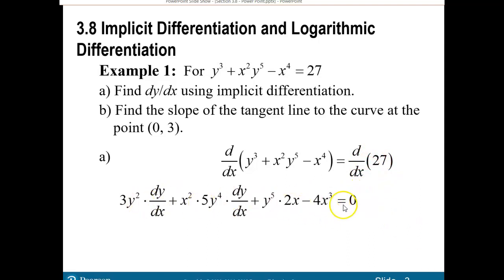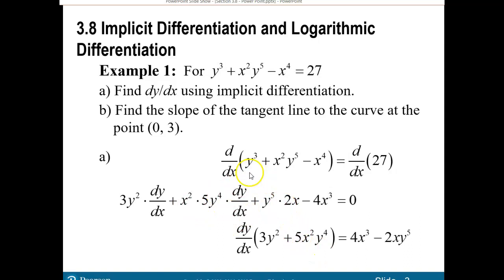Okay, so this is that first step of noticing how to apply implicit differentiation. Notice this factor has a dy dx, this term right here has a dy dx, but these do not. So our next step is to isolate all the terms containing dy dx. So what we're going to do is move this term and this term to the other side of the equation.